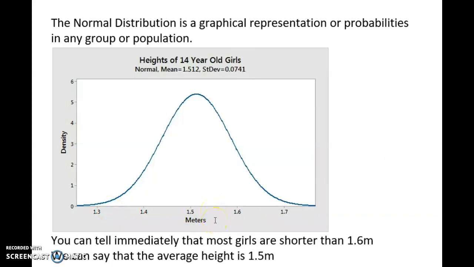Now, just by looking at the graph, you can tell straight away that most of the girls are shorter than 1.6 meters, and you can easily say that the average height of a girl is 1.5 meters.